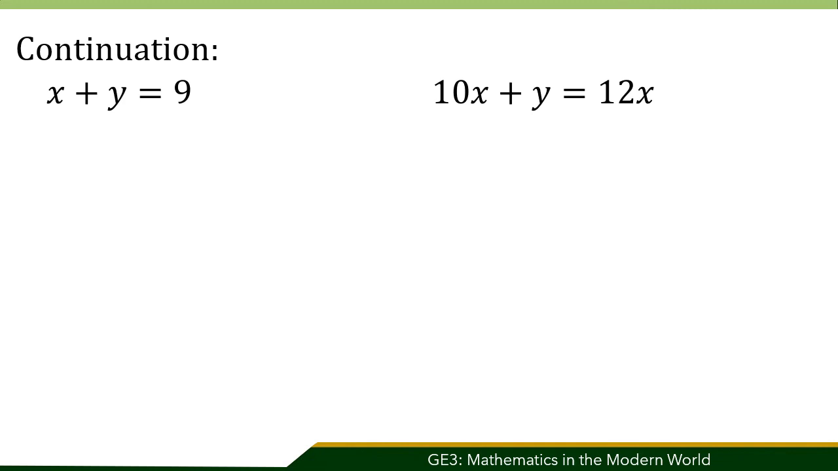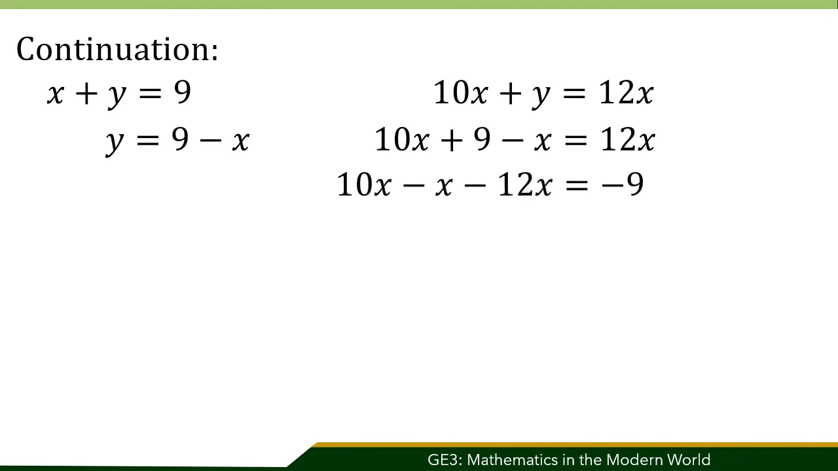So let us solve for y first. So transpose x, y equals 9 minus x. So we have now the value of y, which is 9 minus x. So we can change y in the second equation to 9 minus x. That's why this will be 10x plus 9 minus x equals 12x. So as you can see, y was changed into 9 minus x. Then combine the like terms to solve for x. So 10x minus x minus 12x equals negative 9.